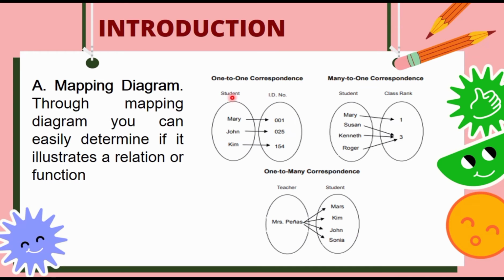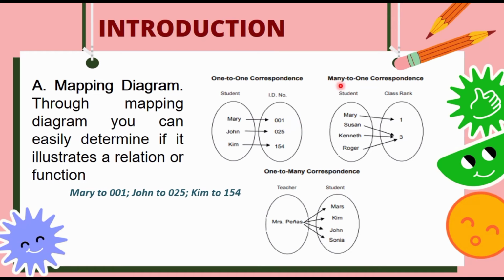As you can see, we have the student and the ID number. So student corresponds to ID number. Let us analyze the content. We have Mary to 001, John to 025, and Kim to 154. As you can see in one-to-one correspondence, from the word itself, one element in our domain corresponds to one element in our range. In that case, it shows that it is a function because exactly one element in the domain corresponds to one element in our range.